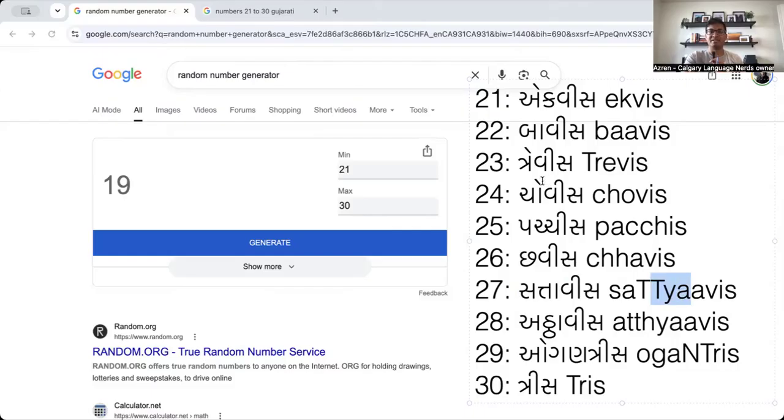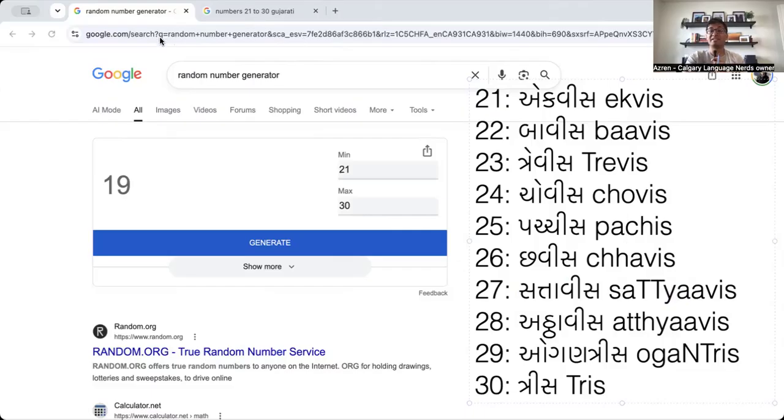A spicy number is number 25. You'll notice there is a half cha and a full cha. So pachis, right? There's an extra cha in there. But when we actually pronounce it, in fact, I'll even delete this just to make it easier, it's just pachis. We don't actually pronounce this half cha over here.